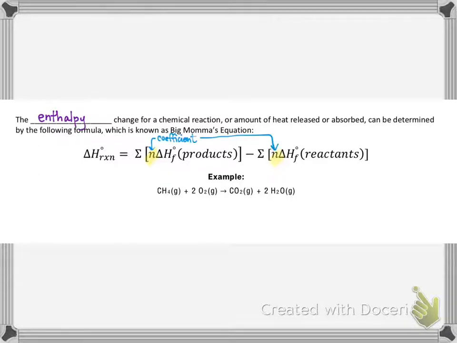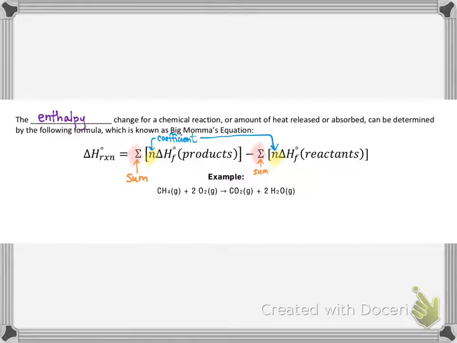The other thing that's fun in this equation is they use the capital sigma. Capital sigma is just being used mathematically. It means take the sum of all of these things. So you're adding together all the delta H's from their products multiplied by their coefficient, and you do the same thing with the reactants, and then you subtract them. That's it.